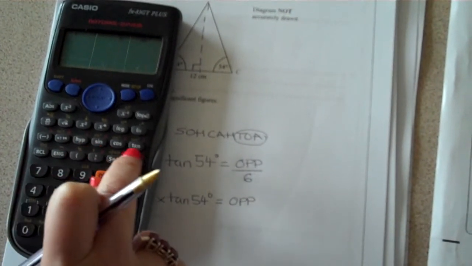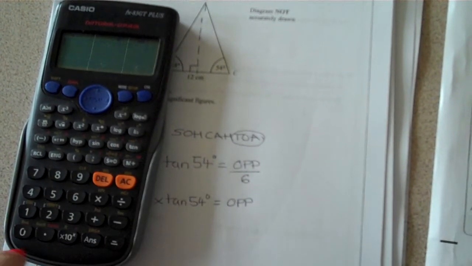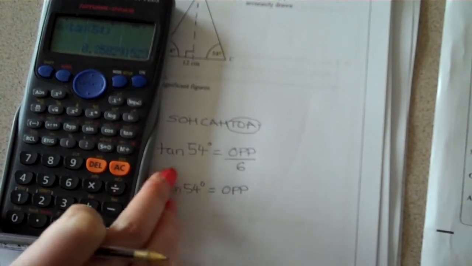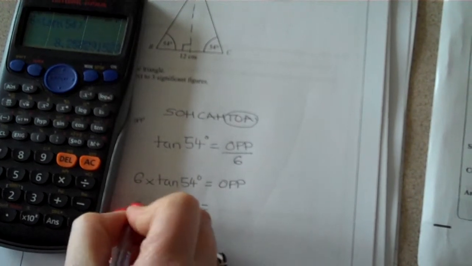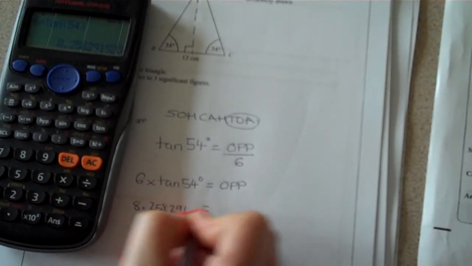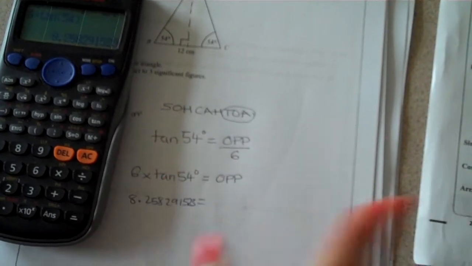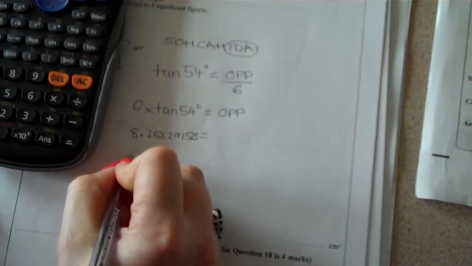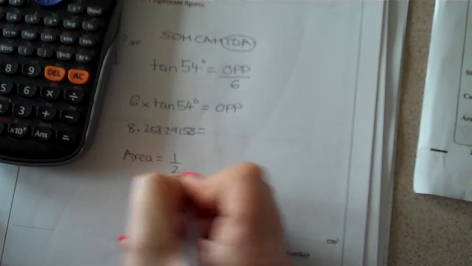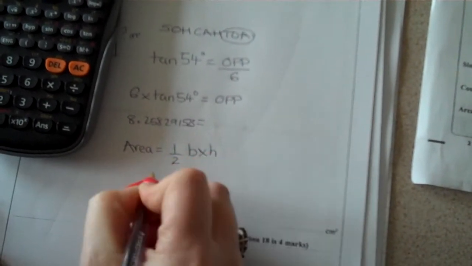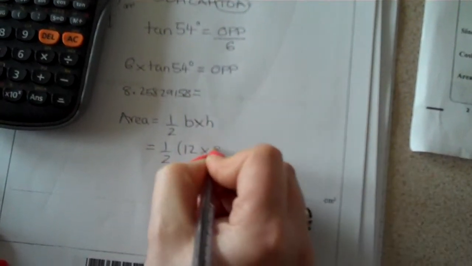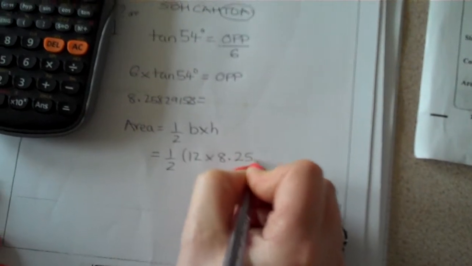So my sine, cos and tan buttons run along this line here in the grey buttons. So I can type in 6 times tan 54, don't need to use any inverse tans or anything like that, and press equals, and it gives me a side length of 8.25829153, so I've got a long number there. Now what I want to do is keep that as exact as possible, so when I'm working out the area of my triangle I need to do a half of the base times the height. I know that my base is 12, and I know that my height is what I found up here, so the 8.25 and so on.